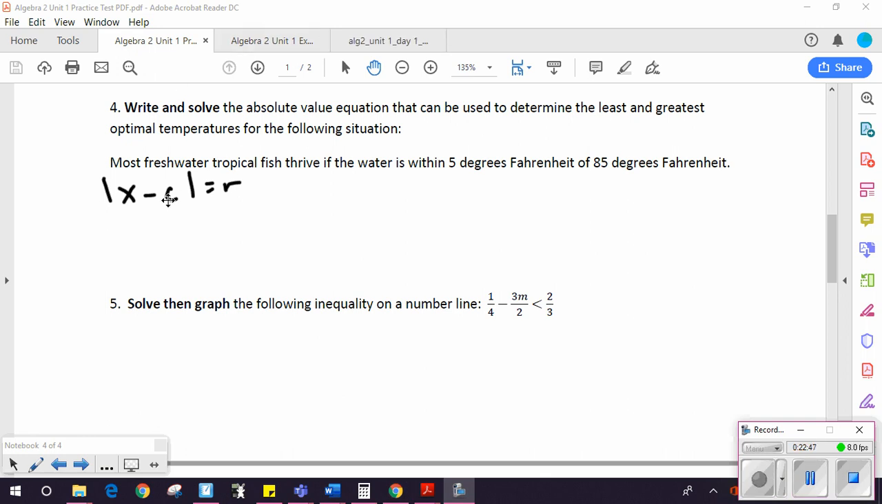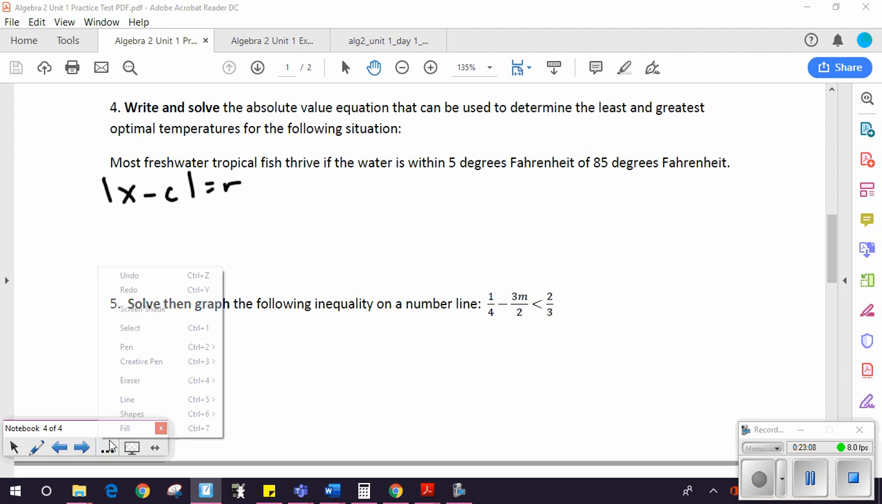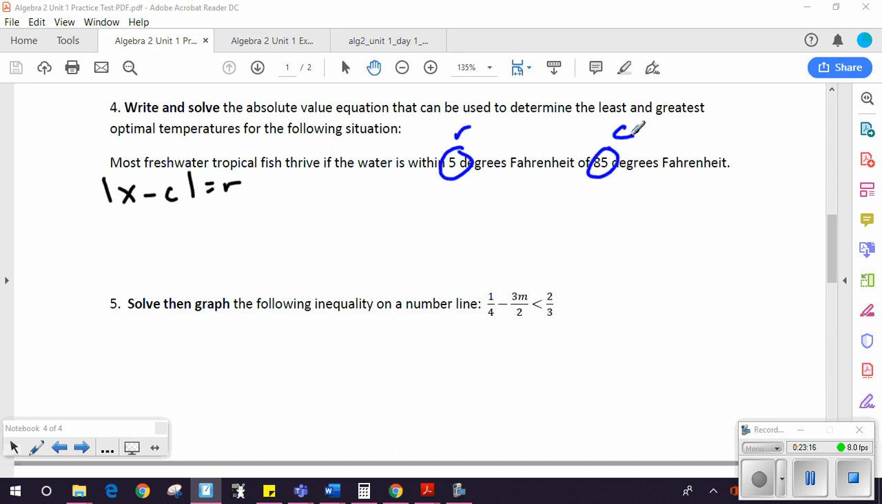Where c is the central or average value, so sometimes people refer to it as a, and then r is the range of possibilities. So in our particular problem, 5 is r and 85 is c. So let's put everything in its place. So that would be the absolute value of x minus 85 is equal to 5.